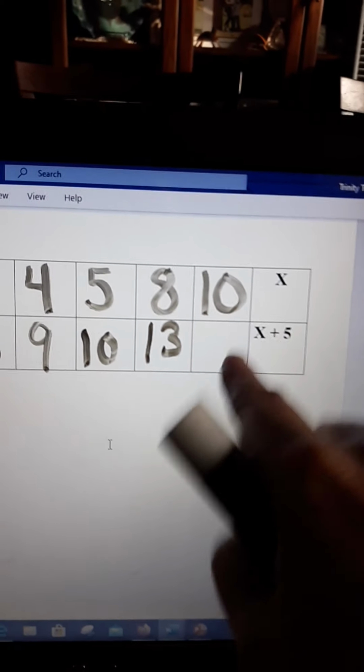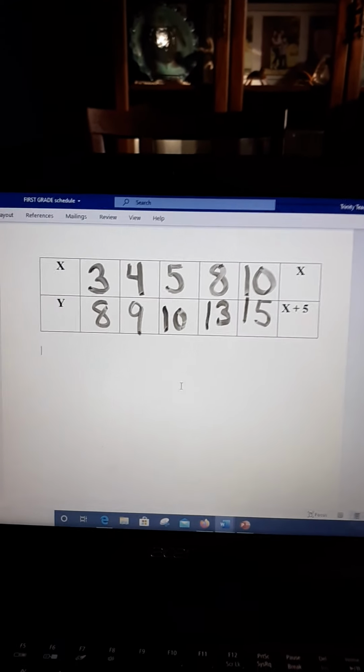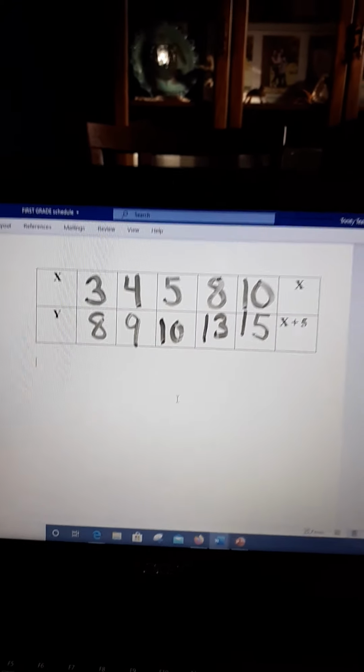All right, and then 10 plus 5 is what? 15. So the function rule is actually not that difficult. It's just one of those things that looks like it's more difficult than it truly is. All right, so there's my example.